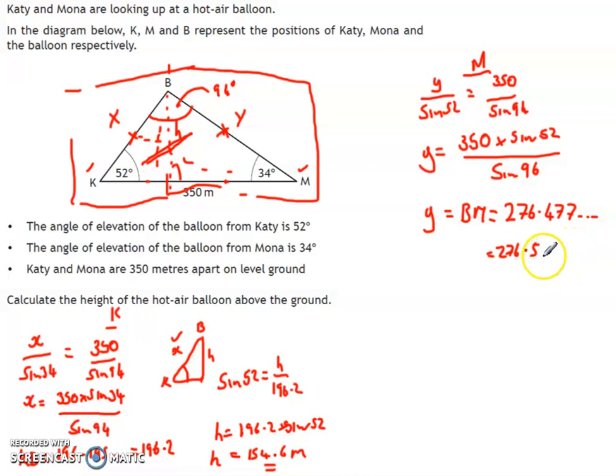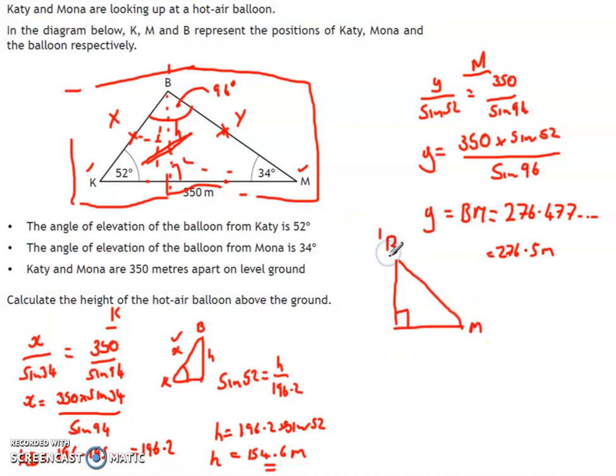Don't forget your units. In this case, it's meters. So my side BM, this one here, is 276.5 meters. I can now construct my triangle on this side and see what I need. So if I do my triangle there, I know it's a right angle in here. This corner down here is M.